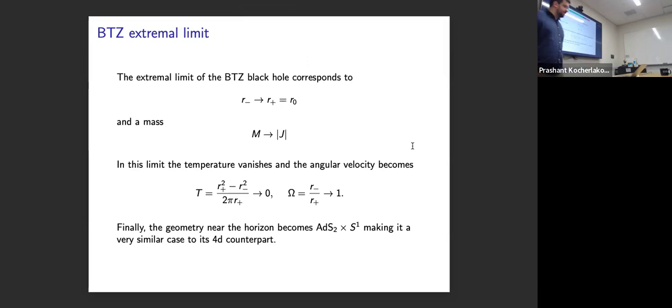And the extremal limit corresponds to a limit where r minus goes close to r plus, which I would just call r naught, and the mass approaches j. So there is a similar extremality bound where the mass has to be bigger than j. In this limit, the temperature vanishes. This is proportional to the difference between the two, and the angular velocity goes to one, so the black hole is rotating at the speed of light. And near the horizon, the throat becomes AdS2 cross S1, so it's very similar to its higher dimensional counterpart.